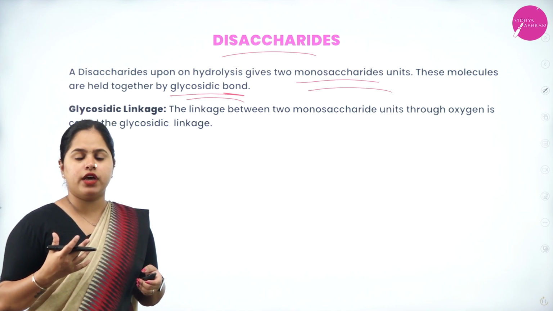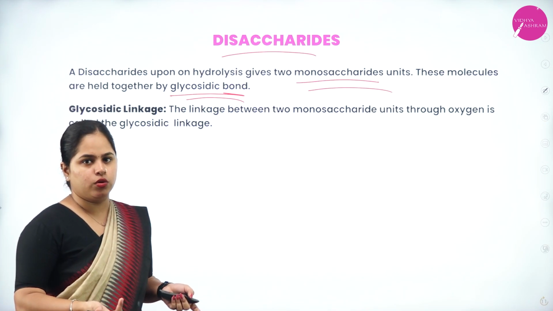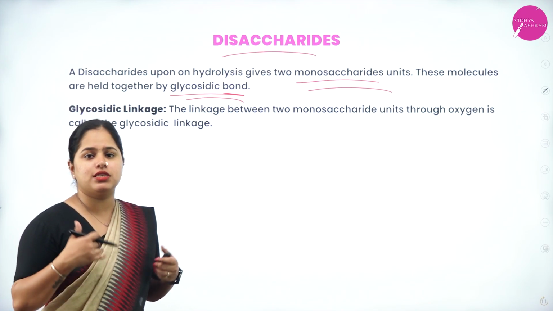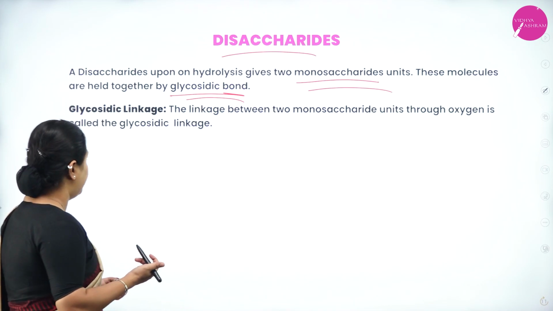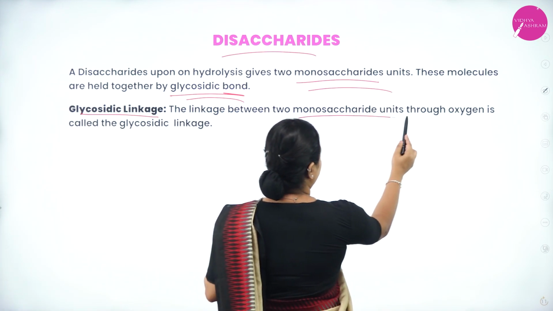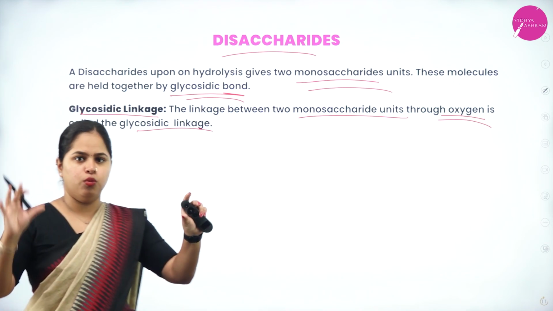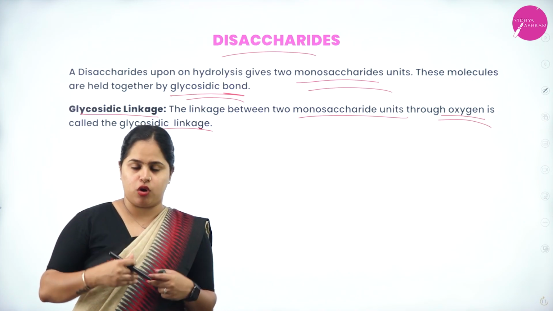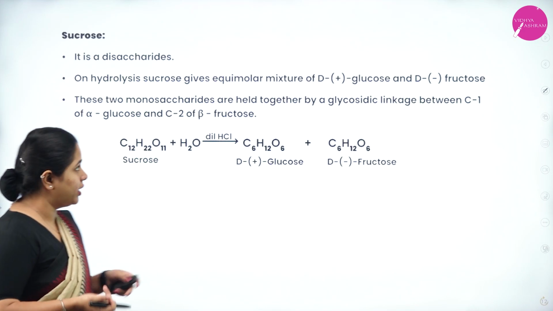So what is the speciality of disaccharides? Disaccharides on hydrolysis will give you 2 monosaccharide units. So one example we have already studied is sucrose. Sucrose is a disaccharide because on hydrolysis it gives you glucose and fructose, that is 2 monosaccharide units. Clear? Now glycosidic linkage, what is it? The linkage between 2 monosaccharide units through oxygen is called as glycosidic linkage. So you'll have two monosaccharide units and they will be forming a bond with the help of an oxygen atom. That bond which is formed is called as a glycosidic bond or glycosidic linkage.